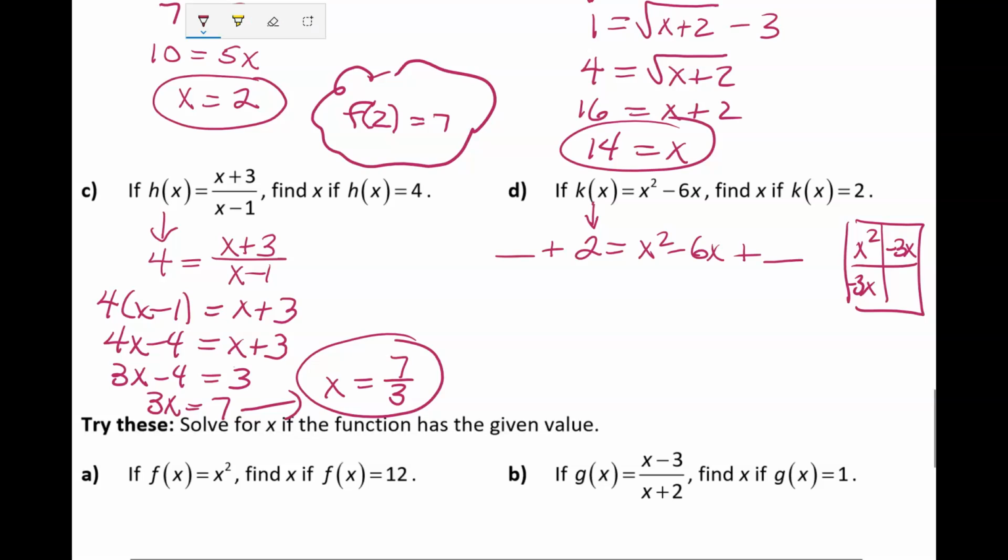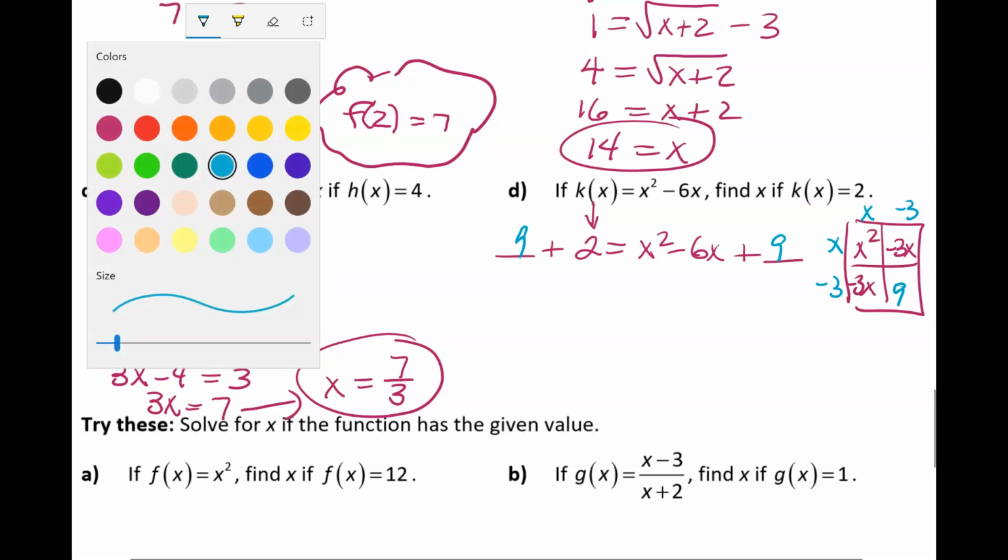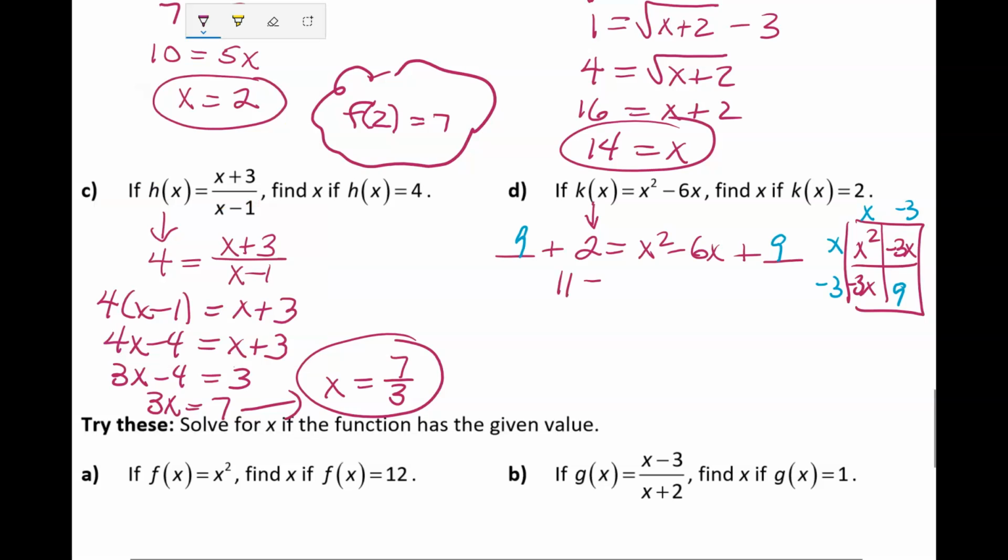Now let's construct the factors. X times x, and remember we want identical factors. That's the reason why we're putting negative 3x, equal parts of the middle term in both of those diagonal boxes. So completing the square would give us a 9. So 11 must equal x minus 3 times itself, or x minus 3 squared. Now we can solve by taking a square root. Plus or minus the square root of 11 must equal x minus 3.